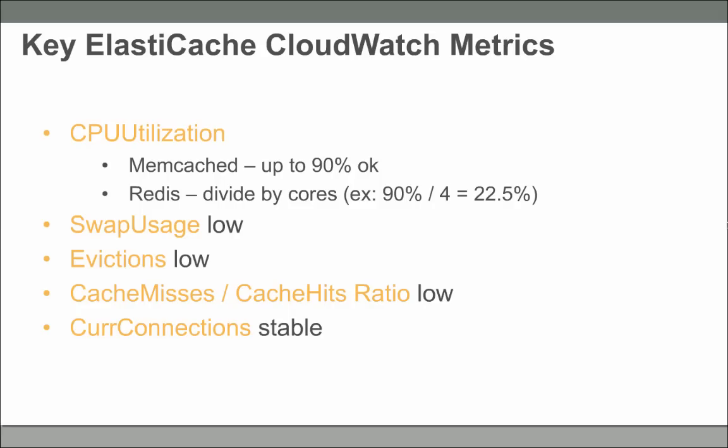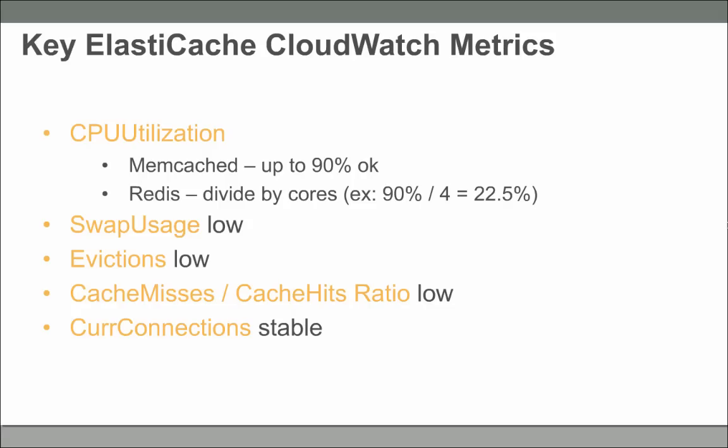Now, in addition to that, since it's an in-memory system, your swap usage should be 0 or close to 0, because otherwise you're using disk, and then obviously it's a much slower system. If you have high evictions, that means that you might be running out of memory, and new keys that you're putting in are evicting old keys because you ran out of memory, and then you might need a bigger node.